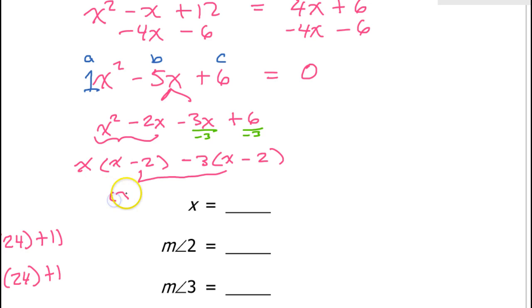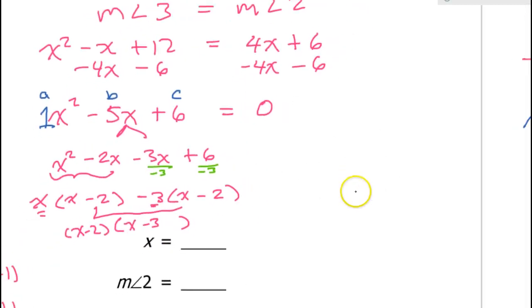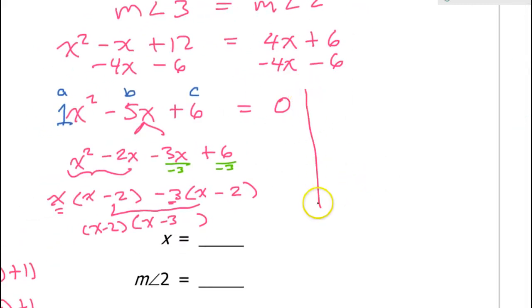So I'm going to take this x minus 2 and take it away from each term, and put it out front of parentheses. Now if I take that away, that's going to leave behind x and negative 3. So that's why I will have x minus 3. So that's why this factors down to x minus 2 times x minus 3.